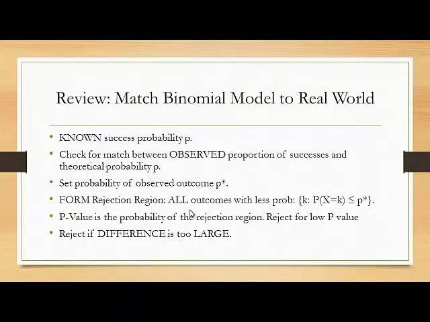First we start with a review of the older material. So basically we are trying to match binomial models to the real world, and now one case is when there is a known success probability. In that case you look at excess of successes, excess heads or too few heads, and if there is a significant deviation then you reject the null hypothesis of a good match.